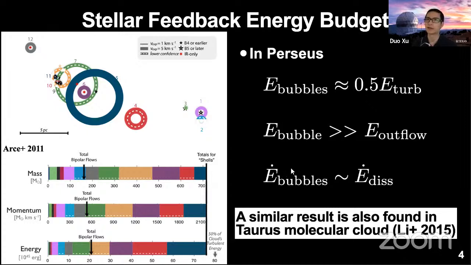If we compare the energy injection rate from the bubbles to the dissipation rate of turbulence in Perseus, we see these 2 rates are almost equal. So that means turbulence can be compensated by stellar feedback, or stellar feedback is sufficient to maintain turbulence at the current epoch. And similar results are also found in the Taurus cloud.